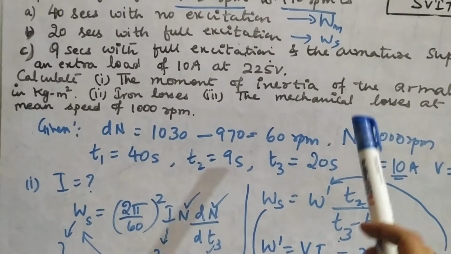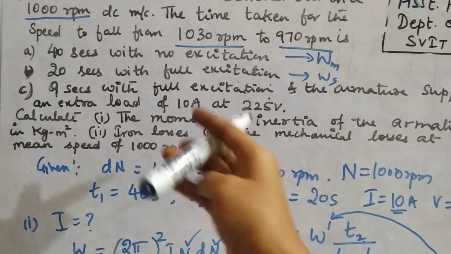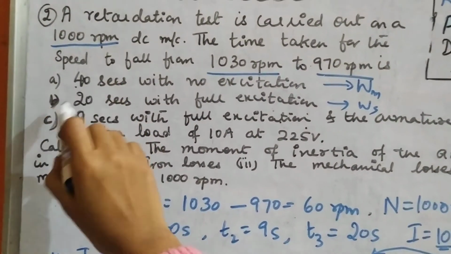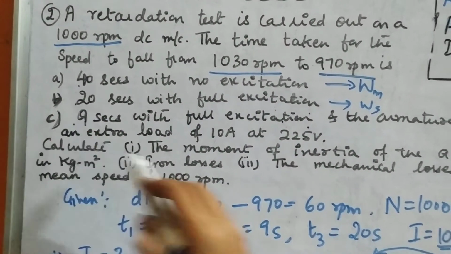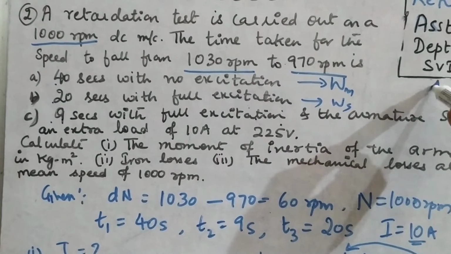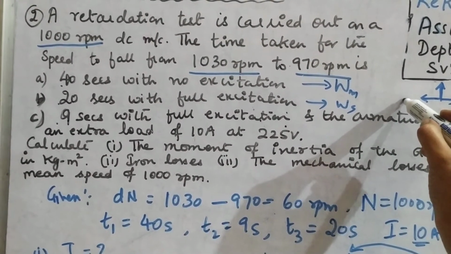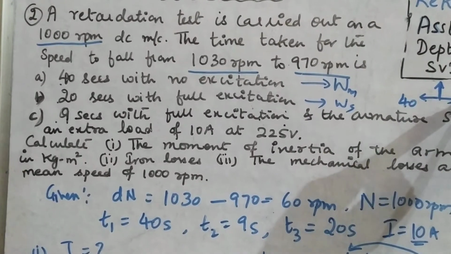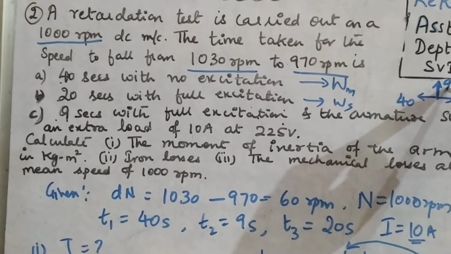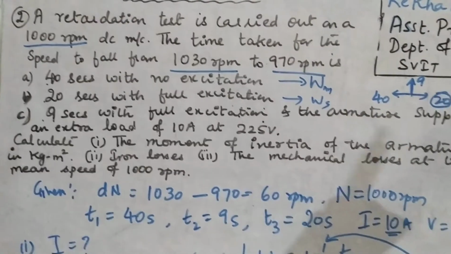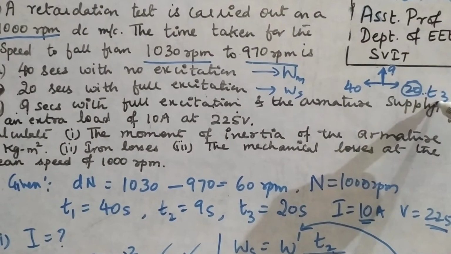Okay, so here when you are switching, this is with no excitation on the supply side. This is the final value, and this is in between. So let me take the switch position like this. This is no excitation, 40, and on full excitation it is 20, and in between it means 9. See here, the 20 is the final value, the time t. So I have denoted this as t3.